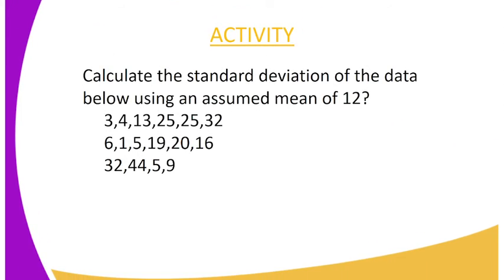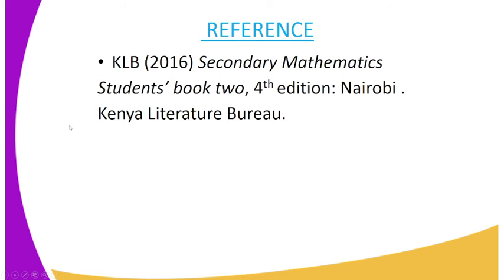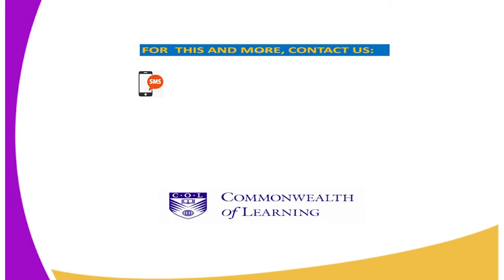You are supposed to do this work using the procedure which I have already described, and using the method which I have already discussed in this lesson. You are supposed to use an assumed mean of 12 to calculate. For more information, for reference, you can refer to the KLB Secondary Mathematics Student Book 4, and the publisher is the Kenya Literature Bureau.